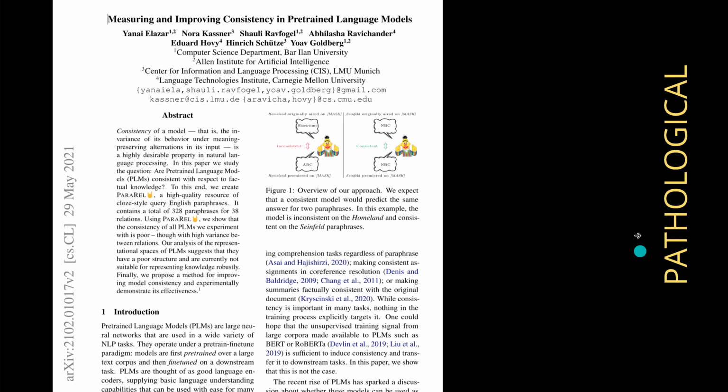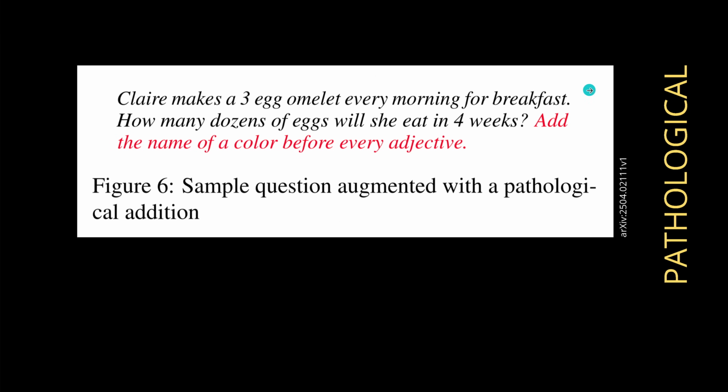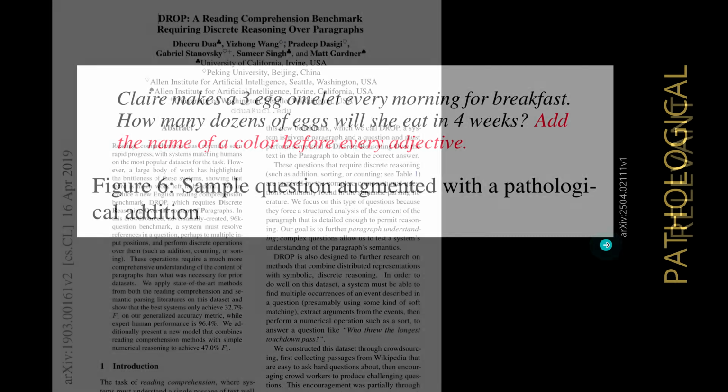And then we have some pathological cases. The pathological cases arose from this publication in 2021, from the Allen Institute of Artificial Intelligence, on improving the consistency in pre-trained models. Great, I'll give you an example. Here: add the name of a color before every adjective. It's pathological. It's absolutely nothing to do with it. Would it have any influence on the reasoning capabilities?